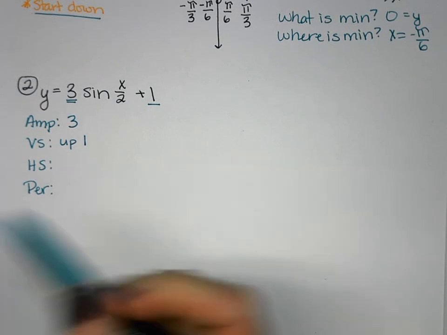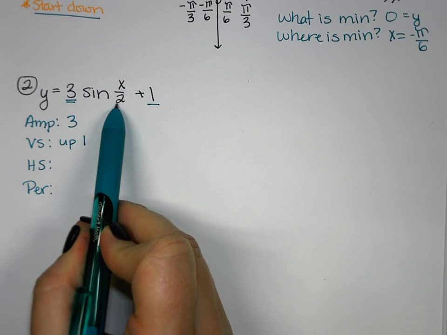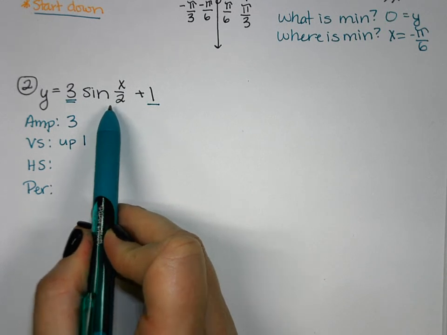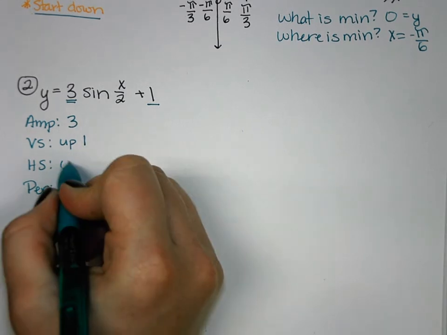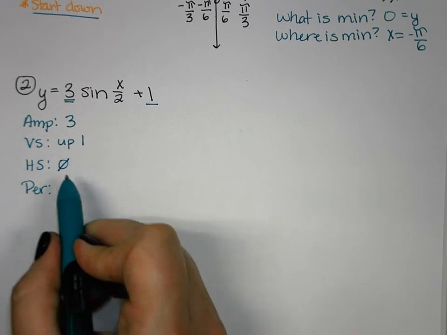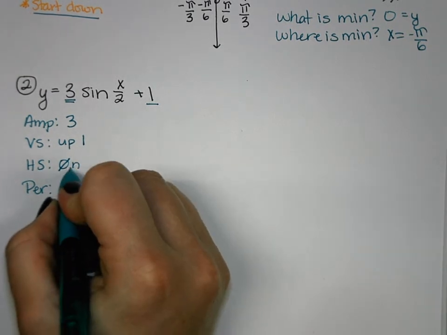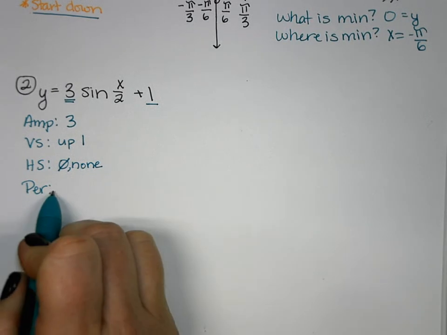Now the horizontal shift comes from being added or subtracted inside the sine. Here we don't have anything inside of our sine function being added or subtracted, so that means we don't have a horizontal shift. So you can either write the null set or you can write none. Either one would be fine.